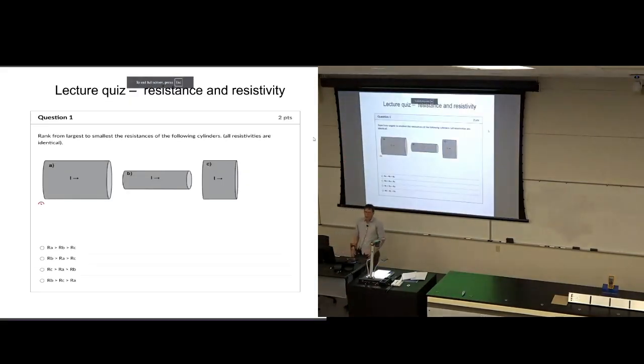In this question, we've got 3 sections of wire. They're all identical materials, right? The resistivities of A, B, and C are all exactly the same. So don't worry about the resistivities. Just worry about the geometry. You've got to figure out, based on the geometry, which one has the largest resistance, which one has the smallest resistance, and which one has the intermediate resistance. You can see that they have different lengths and they have different diameters, different areas. So I'll give you a minute or two to think about it.